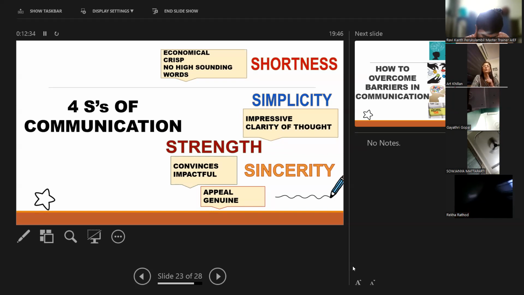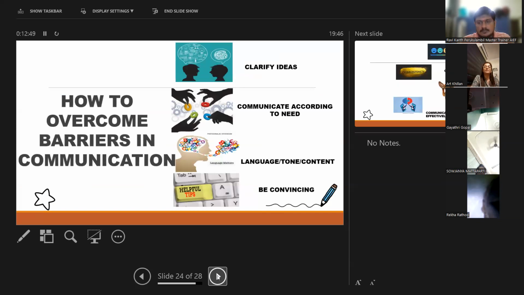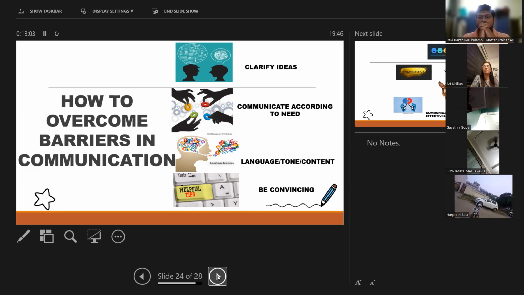So these are the ways to overcome the barriers in communication. Now, a few ways to overcome the barriers to effective communication are: clarify ideas. The ideas should be clear. Whenever need arises, communicate. No need to blabber. The language, the tone, the content, please keep on practicing. There should be a strong conviction in whatever you say. Be clear. Choose the best time. Then only you will say it, and definitely you will be convincing.